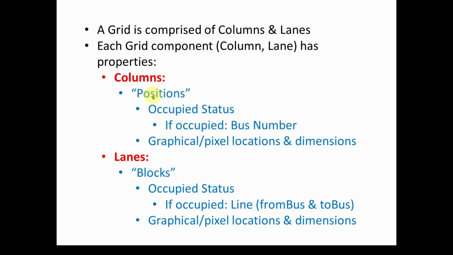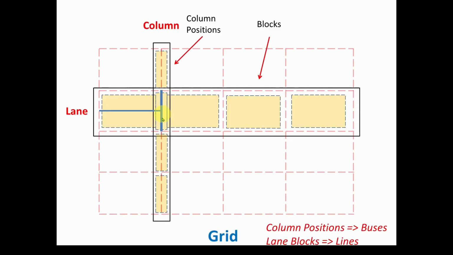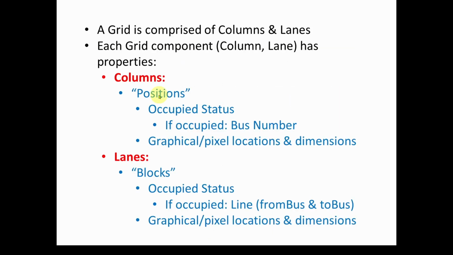But also keep in mind, we're going to have to draw those lines when we draw the diagram. So each column position is also going to have info on how to draw a line representing a bus. So it's going to have graphical pixel locations and dimensions. So we're starting to see there's a lot of data here that we need to represent in various data structures.